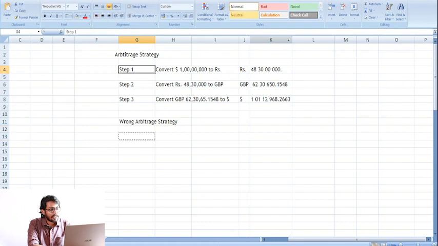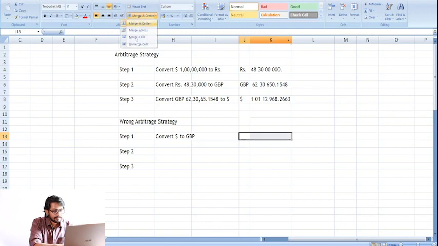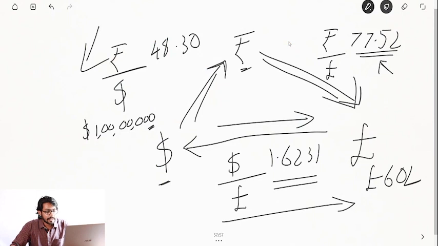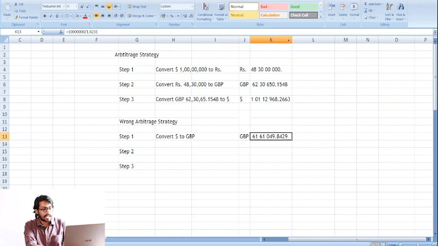Step 1, let's just check it out to see how it works out. Convert dollars to pound, dollars to GBP. You will get GBP: dollars 1 crore, the rate is 1.6231. Dollars 1 crore into 1.6231 doesn't work. You have to divide by 1.6231. You will get 61 lakh 61,049.